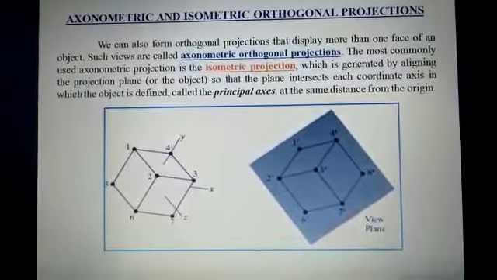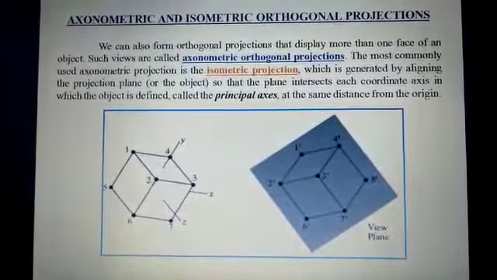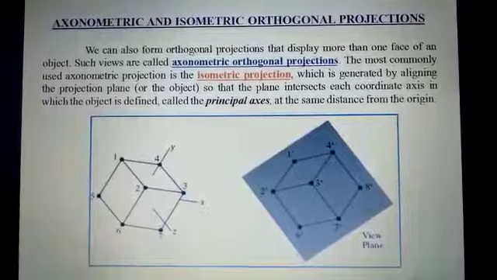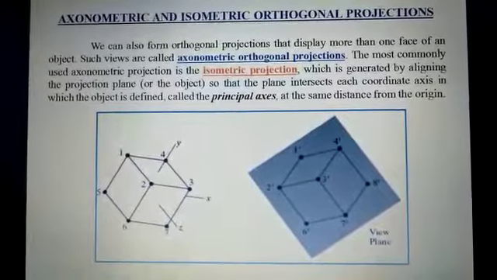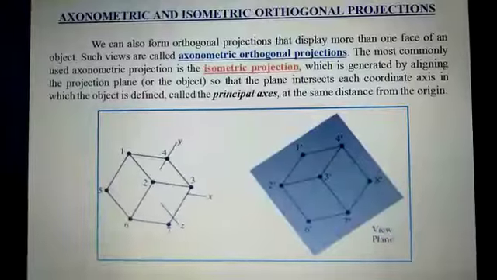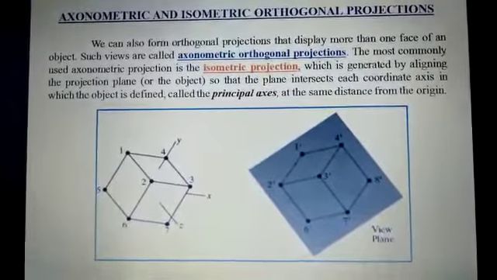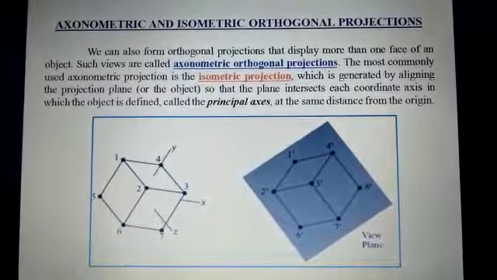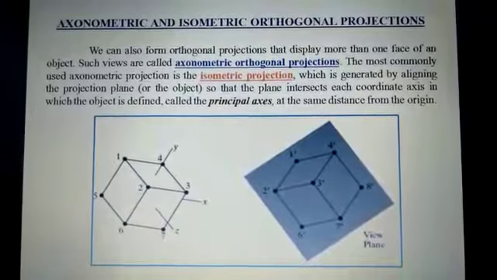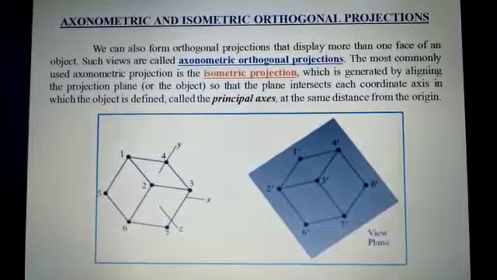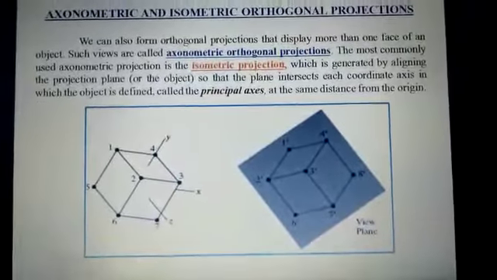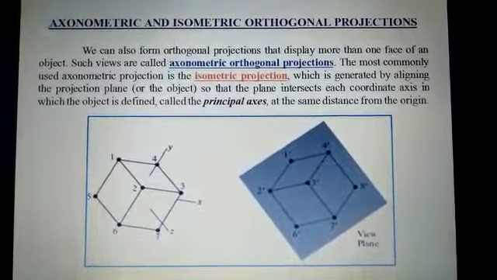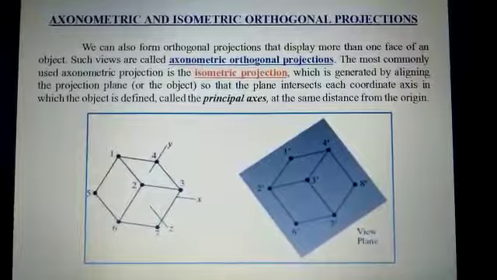When we have a display which shows more than one face of an object, such views of orthogonal projections are called axonometric orthogonal projections. The most commonly used axonometric projection is the isometric projection, which is generated by aligning the projection plane or the object so that the plane intersects each coordinate axis in which the object is defined. We have a tilted cube here along with the view plane, with different directions of the object or different axonometric or orthogonal projections. We will be getting the principal axis.